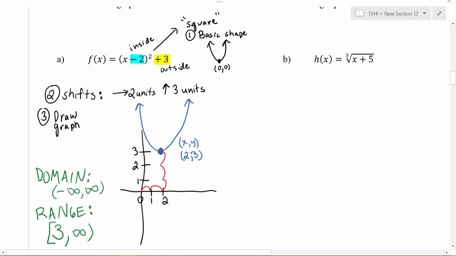Okay, so you should be able to look at this equation, tell what the shifts are, shift your origin point and label it, draw in that basic shape, and then after you've drawn it, you should be able to tell what is the domain and range of the picture that you drew.